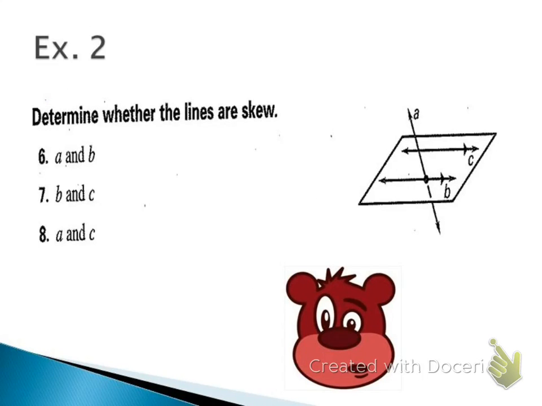So determine whether the lines are skew. So we are just going to say yes, they are skew, or no, they are not skew. So A and B, are those skew or not skew? Not skew. Why are they not skew? Because they touch. If they intersect, they are not skew. What about B and C? Skew or not skew?